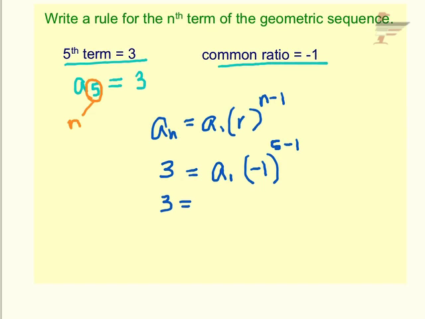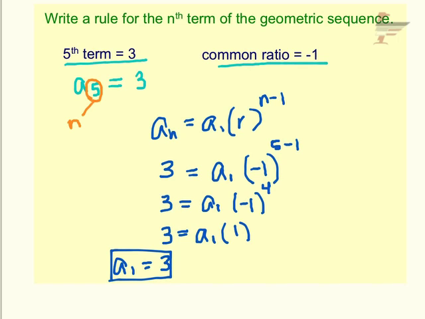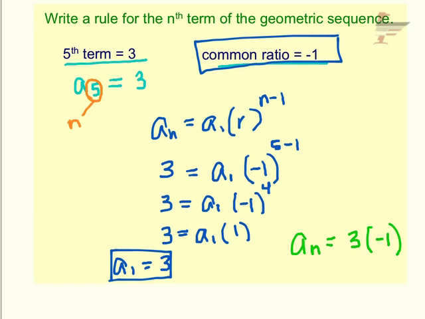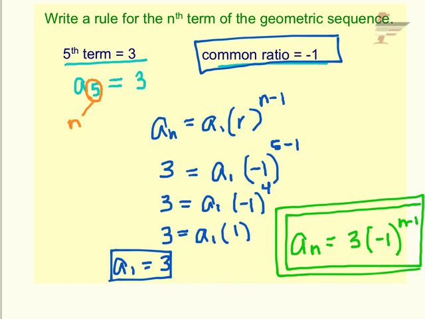So if we keep solving, you'll have a1 times -1 raised to the 4th power. And then -1 to the 4th power ends up being a +1. And so if we keep going, we can see that a1 is 3. We have a1, we have our common ratio, so we are good to write this rule. Our final answer will just be an equals the first term of 3 times the common ratio, -1, raised to the n minus 1 power. Done.